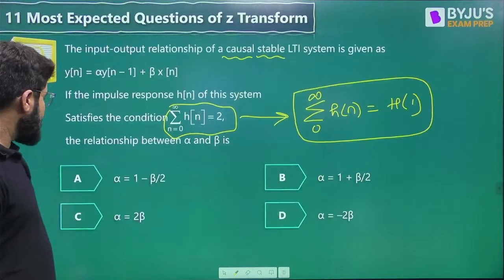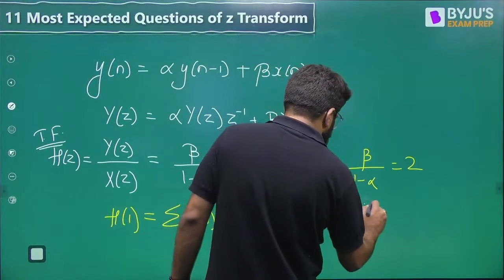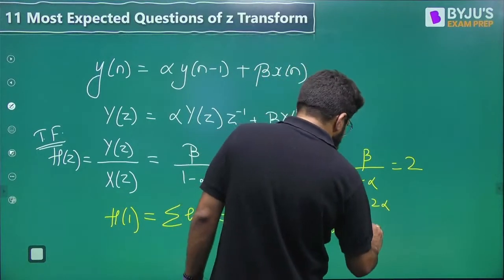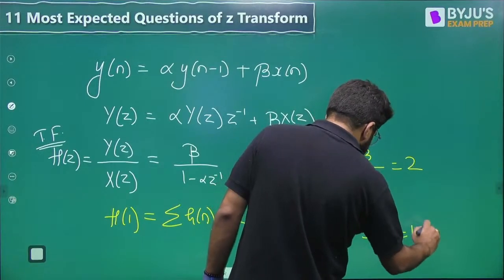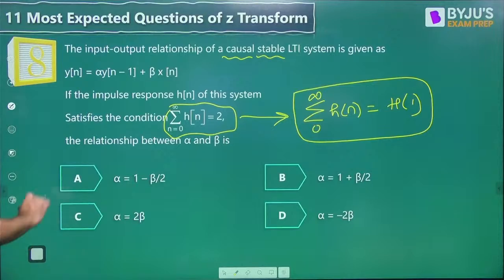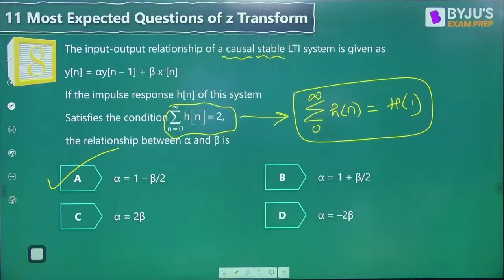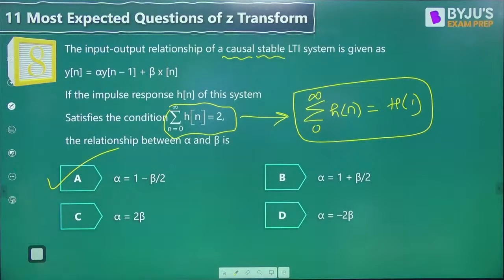How are the relations given? We have to express alpha. So beta is equal to 2 minus 2 alpha, and alpha is equal to (2 minus beta) whole divided by 2, that is, 1 minus beta by 2. Alpha is 1 minus beta by 2. That is option number A.